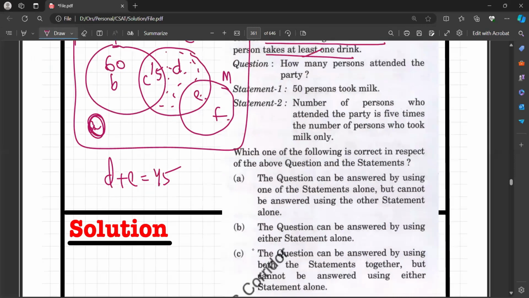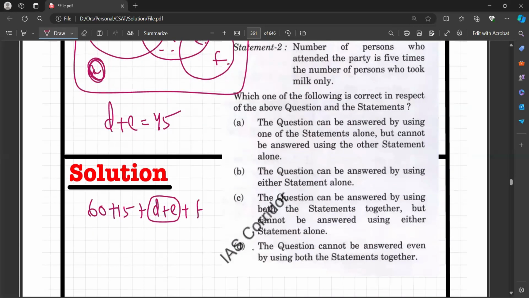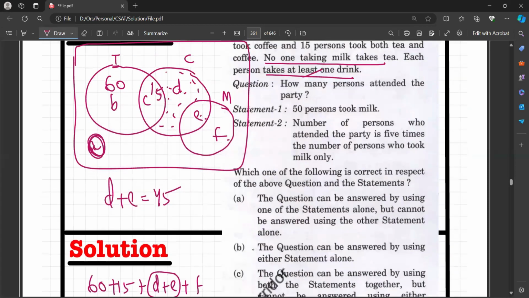So the total persons will be how much? 60 plus 15 plus D plus E plus F. How much is D plus E? It is 45. So that means 60 plus 15 plus 45, that means 120 plus F is the total number of persons, right? This is the total answer. The number of persons that attended the party will be 120 plus F.